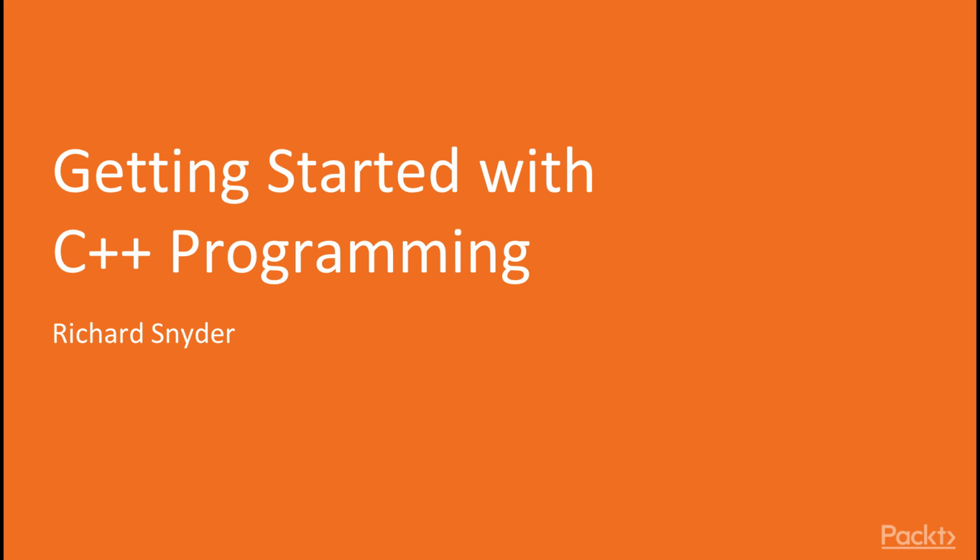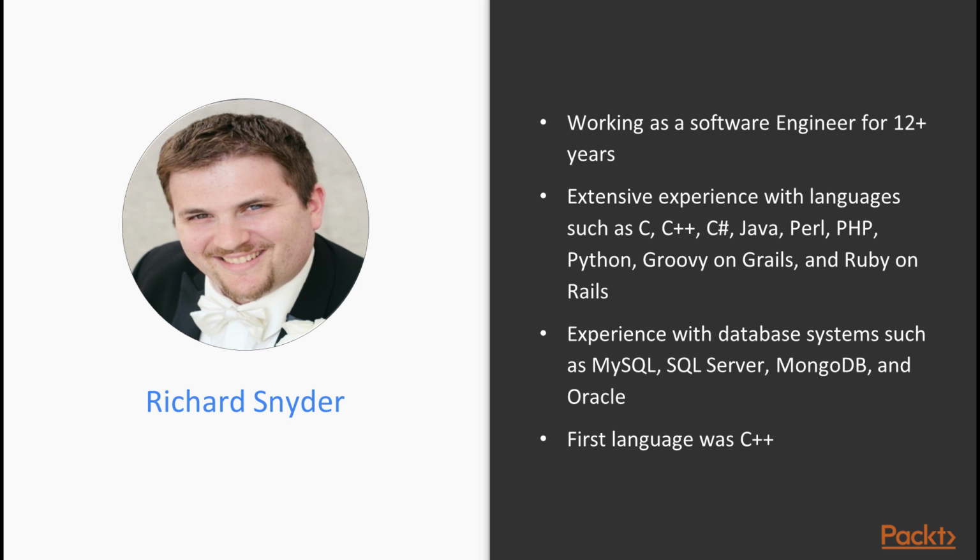Before we begin, I'd like to introduce myself. My name is Richard Snyder, and I've been working as a software engineer for over 12 years. I have extensive experience with languages such as C, C++, C#, Java, Perl, PHP, Python, Groovy on Rails, as well as Ruby on Rails. I also have experience with database systems such as MySQL, SQL Server, MongoDB, as well as Oracle. However, this all began with my very first language, which was C++.